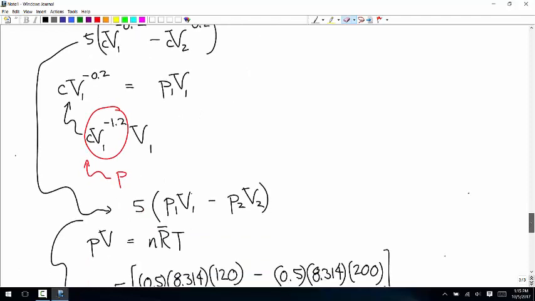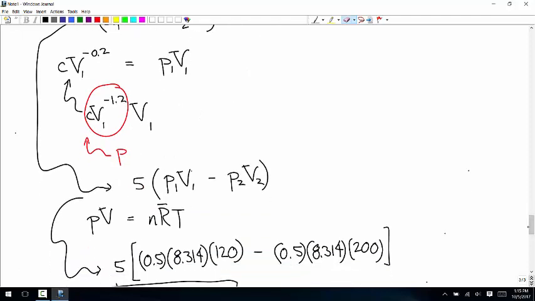So now once you've replaced this with P and you have this expression, now this is the integral. Now you use the ideal gas law to replace PV with nRT. And then you just have numbers. Any other questions about that one?